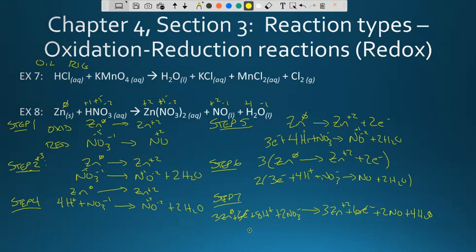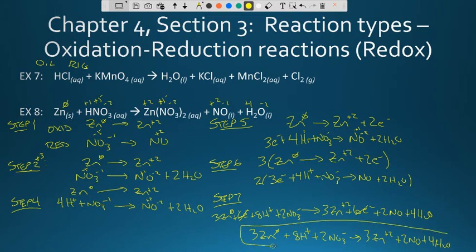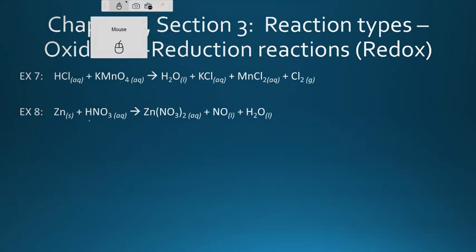What am I left with? I'm left with 3 zincs, 8 hydrogen ions, 2 nitrates, 3 zinc ions, 2 nitrogen monoxides, and 4 waters. There is my balanced redox. Okay. All right. Good job.